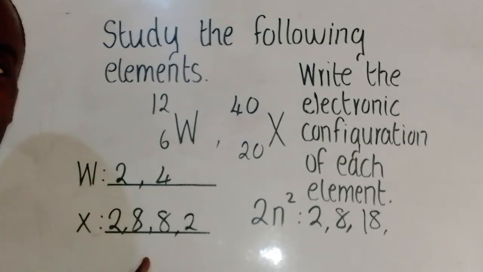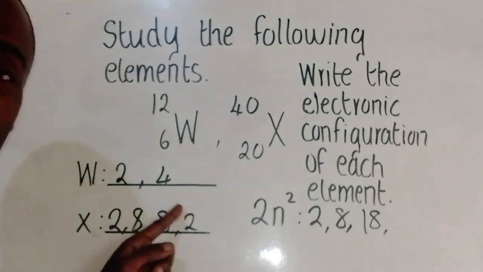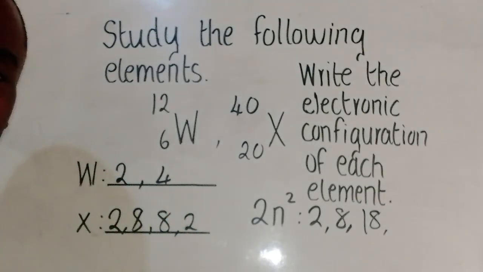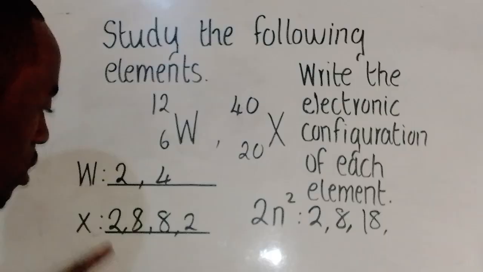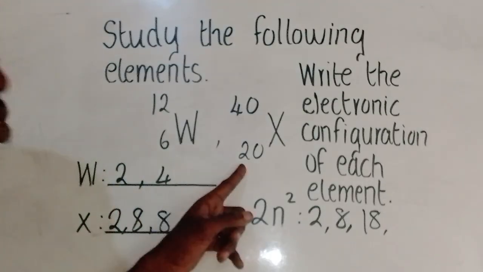What element is this one? It is calcium. How do I know? Because calcium is found in group 2. This 2 signifies the group where it is found. How true is it? You simply add. You say 2 plus 8 plus 8 plus 2, which is 20 there.